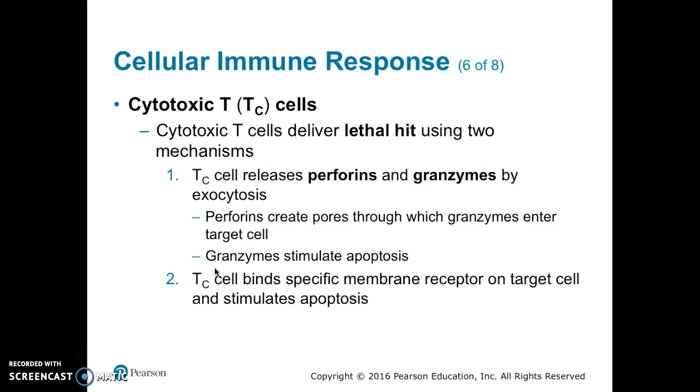Cytotoxic T cells kill using two mechanisms. First, they release perforins and granzymes. Perforins create pores, or perforate the cell, through which granzymes can enter. Granzymes stimulate apoptosis. The second way is that cytotoxic T cells bind to a specific membrane receptor on the target cell, and that stimulates apoptosis, or cellular suicide.